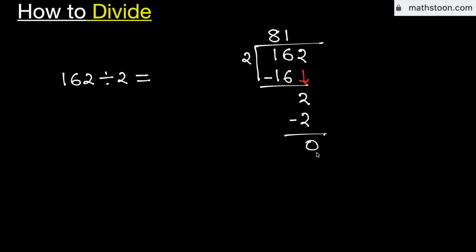As we get the number 0 and we have no number to bring down here, so we will stop. Therefore, 162 divided by 2 is equal to 81. And this is our final answer.